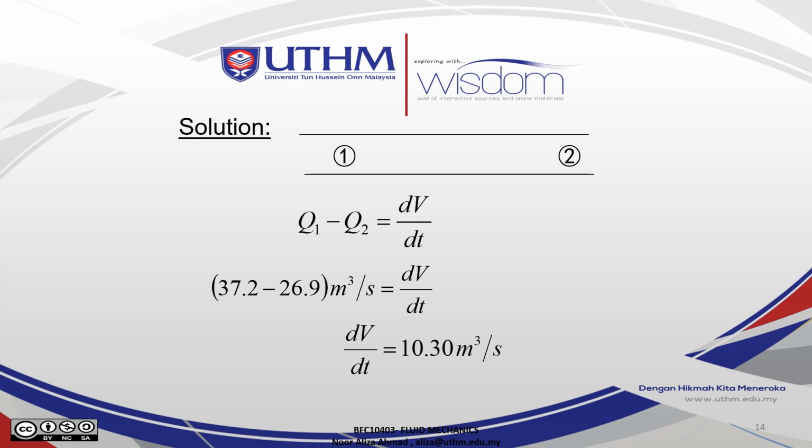Okay, so Q1 minus Q2 is equal to dV over dt. Okay, because this is the change of the velocity over the dt. So we get Q1 minus Q2, so you get dV over dt, you get this value.